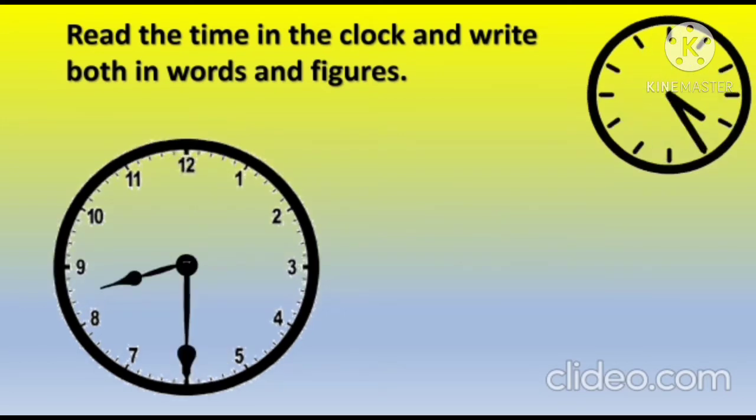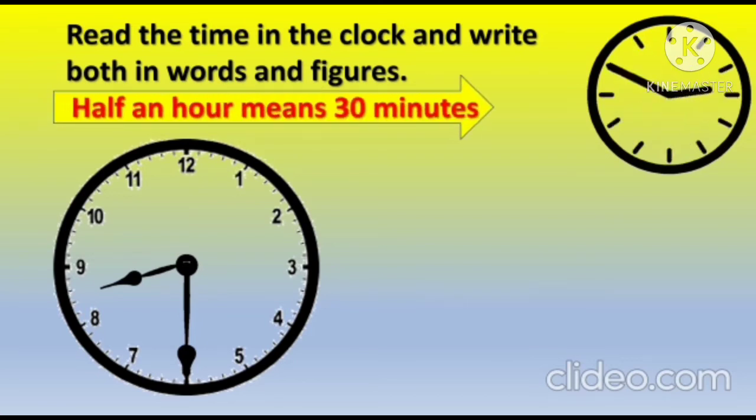Where is the minute hand? Minute hand is not on 12. It has covered its journey from 12 and it has reached at 6. That means it has covered half circle. Half an hour it has covered. Always remember, half an hour means 30 minutes. What about the hour hand, the short one? It is between 8 and 9.